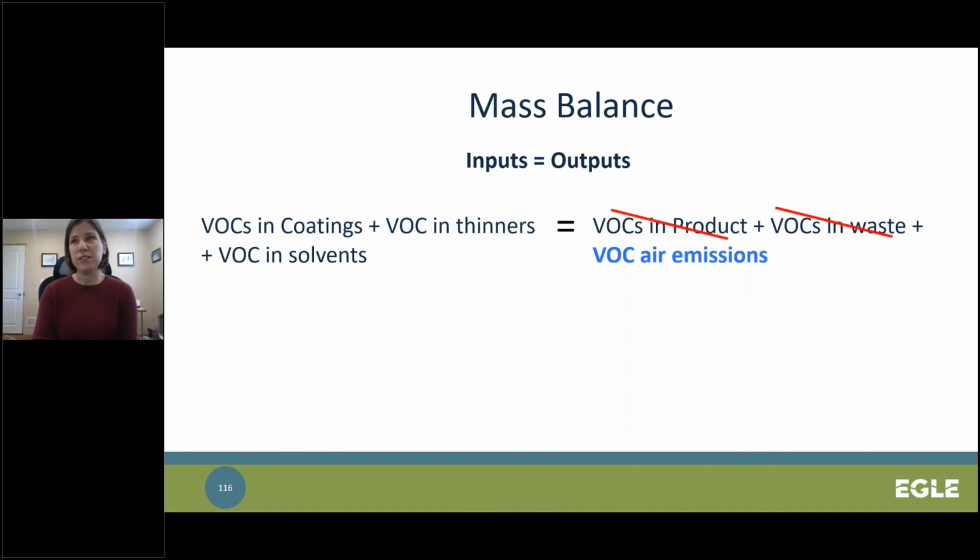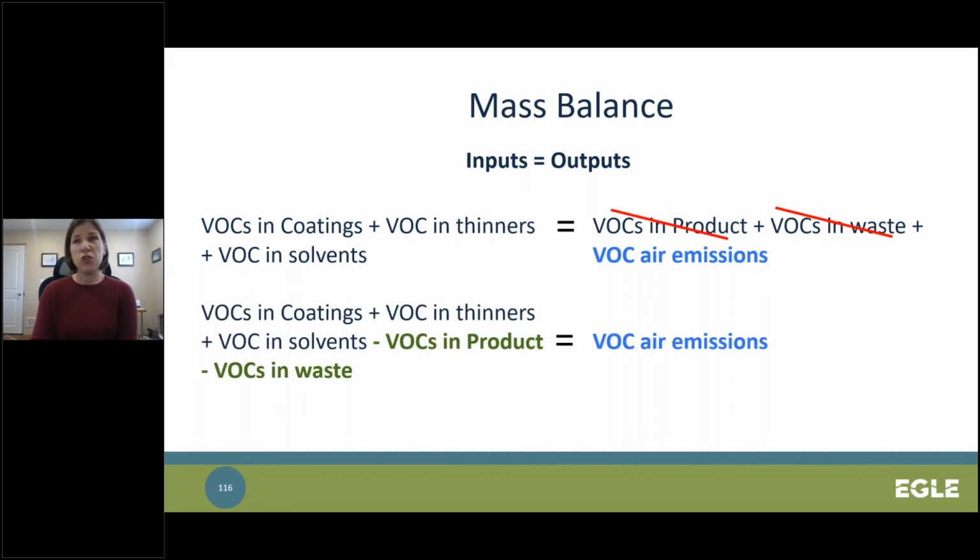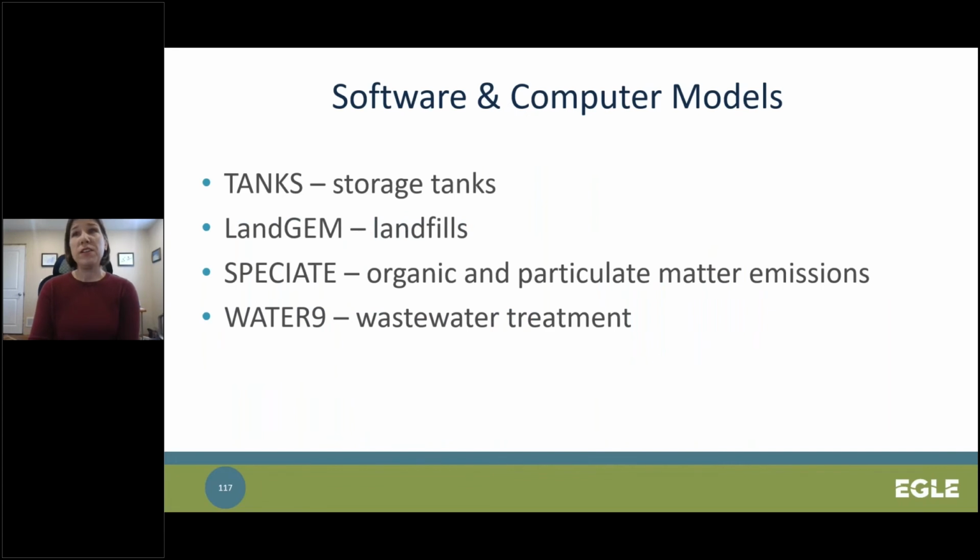Using a little algebra to solve for air emissions, we subtract known VOC outputs from both sides of the equation. What we have left is an equation that says the known VOC inputs minus the known VOC outputs equals the air emissions. Another method to estimate emissions is using software or computer models, which have been developed for several types of emission units and facilities. The workbook has a link to the EPA website where these tools can be found.